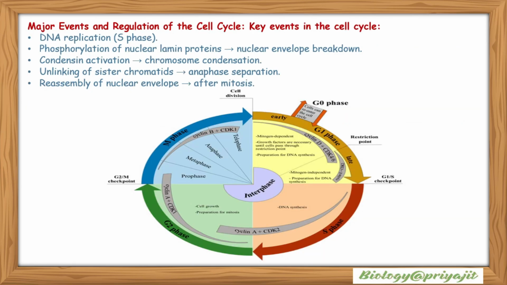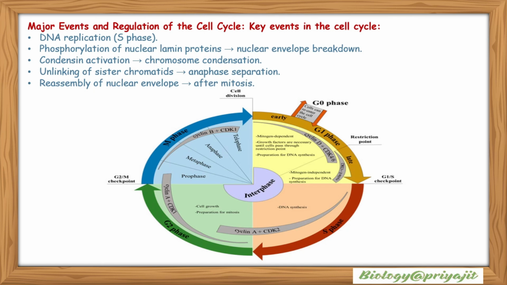Major events and regulation of the cell cycle. These are the key events in the cell cycle. First is DNA replication, which happens in S phase. Phosphorylation of different proteins like nuclear lamins, which are found just beneath the nuclear membrane, induces the nuclear envelope breakdown at the onset of prophase.